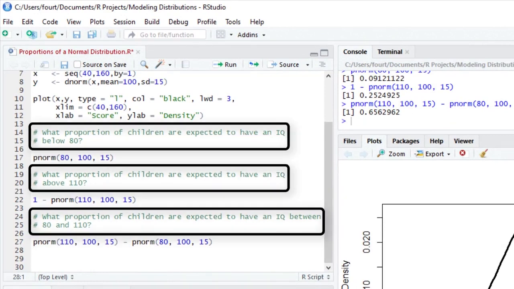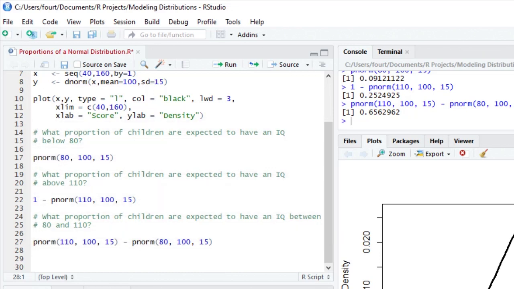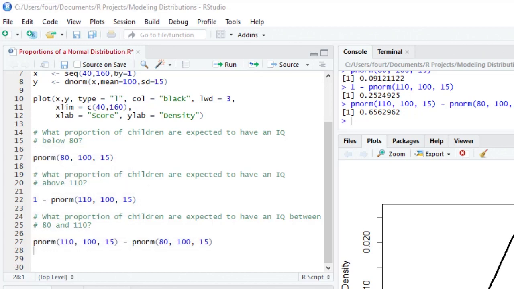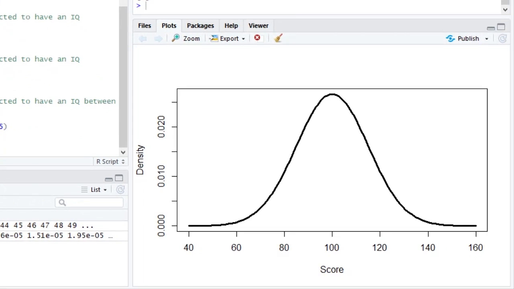These three questions represent the many questions we can ask about the proportion of data within a specified range of scores. These three formulas, p-norm, 1 minus p-norm, and subtracting a p-norm from another p-norm, are all we need to answer questions about the proportion within any range of scores. The key is knowing that the data can be modeled with the normal distribution and drawing pictures to help figure out what formula you need. If it is not a normal distribution, it's back to the drawing board.